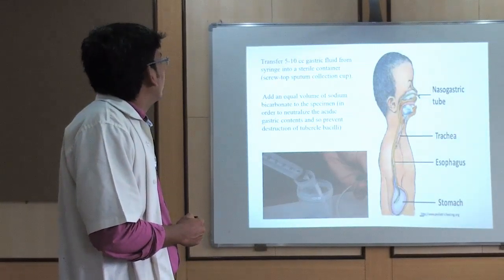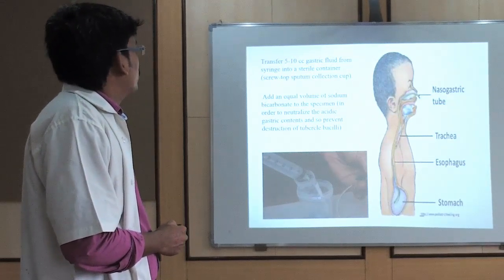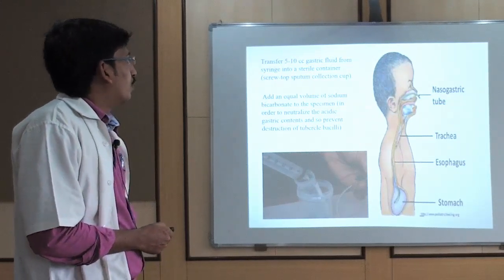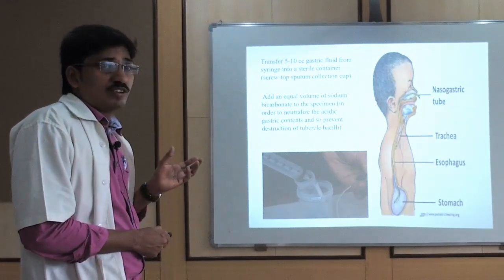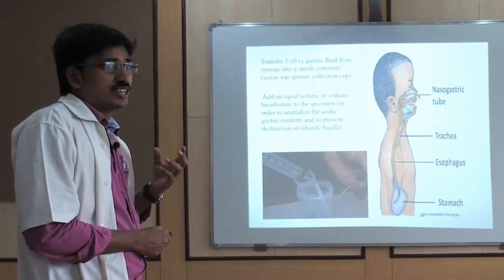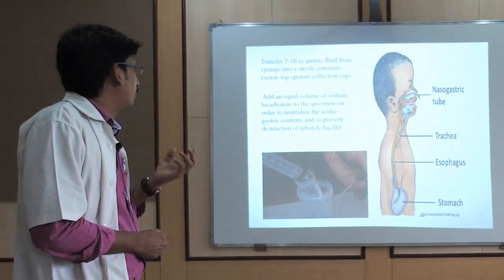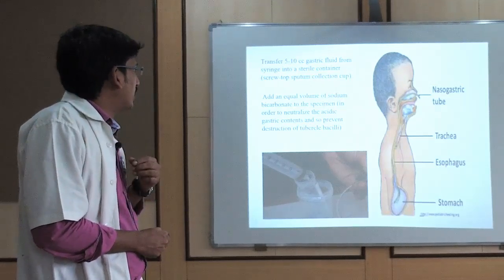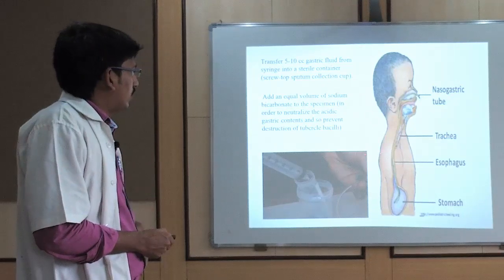After taking the sample, you have to transfer 5 to 10 ml of gastric fluid from the syringe into a sterile container, then add an equal volume of sodium bicarbonate solution. Because the gastric content is acidic, the pH is low. So we neutralize this acidic pH by adding sodium bicarbonate solution to prevent the destruction of tubercle bacilli.